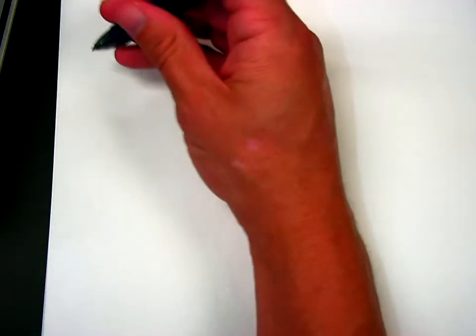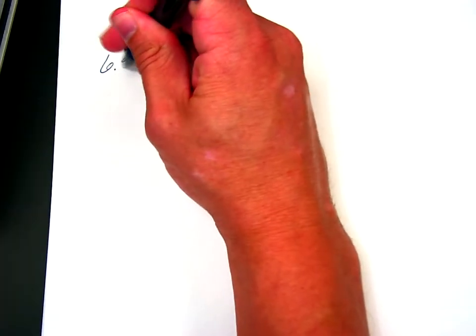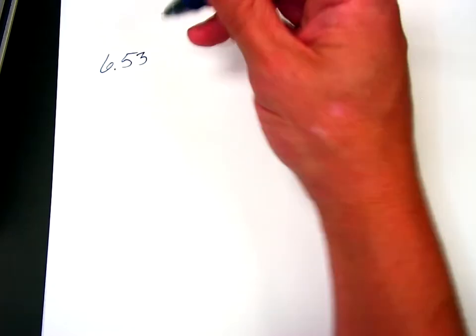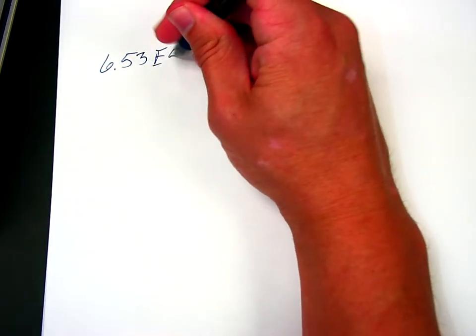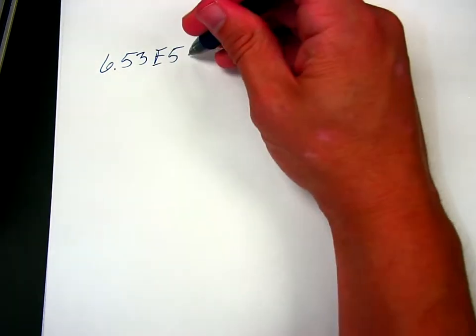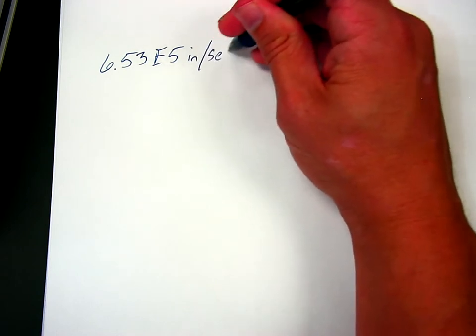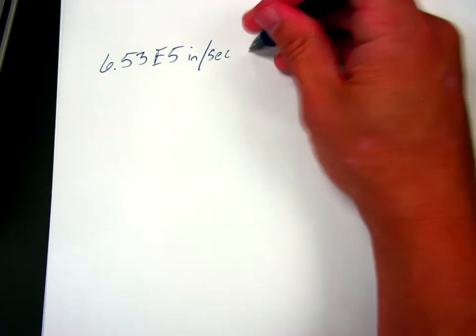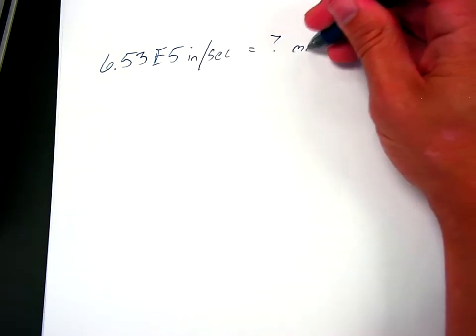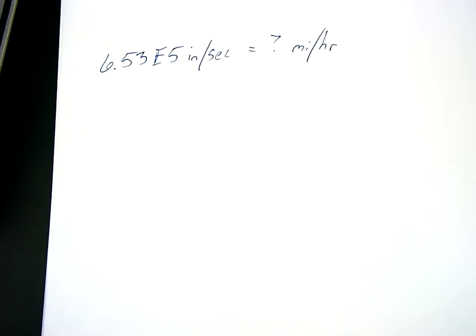The problem says if I have 6.53 times 10 to the 5th inches per second, how many miles per hour is that? Do y'all remember this question?